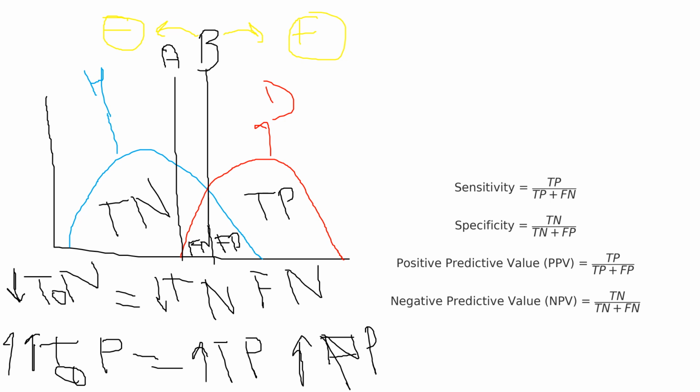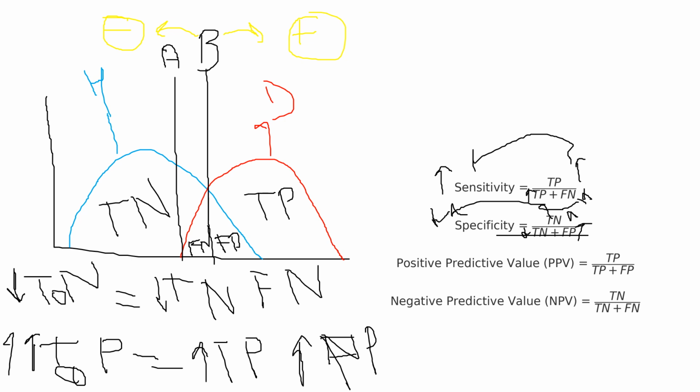The total positive, as we know, has increased. That means true positive has increased, false negative has decreased. These two will cancel each other. True positive increase leads to an increase in sensitivity. Total negative has decreased, true negative has decreased, false positive increased. These two cancel each other. This would lead to a decrease in specificity of the test.